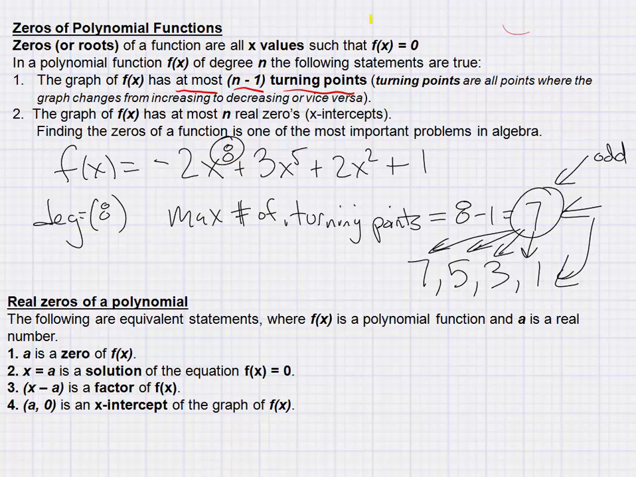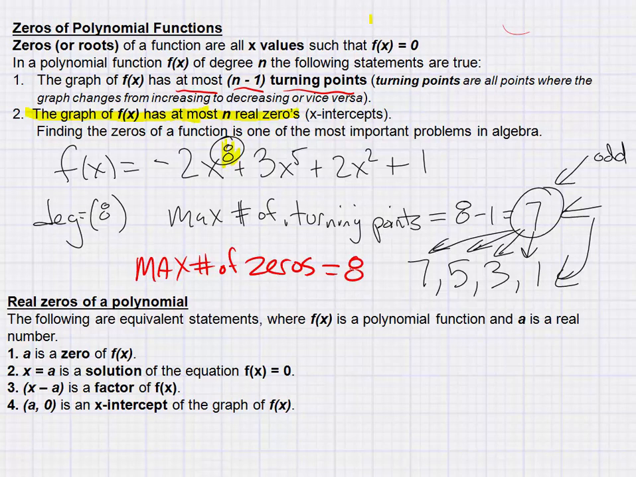Alright, your graph also is based off of the degree in terms of the number of zeros. If you look at number 2, the graph of f of x has at most n real zeros. Now that "at most" comes into play again. So the maximum number of zeros you can get is based off of the degree. So the degree is 8. The maximum number of turning points I get is 8 minus 1, which is 7, and the maximum number of zeros would be 8 itself.